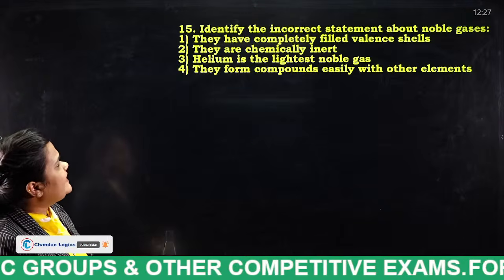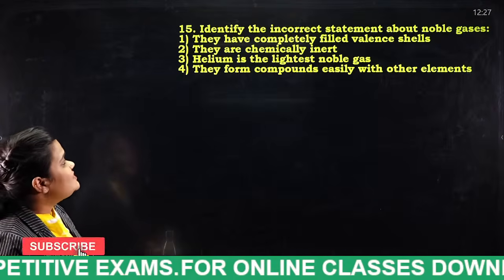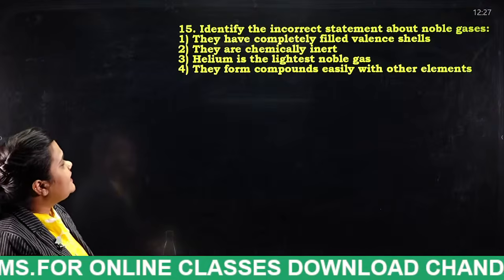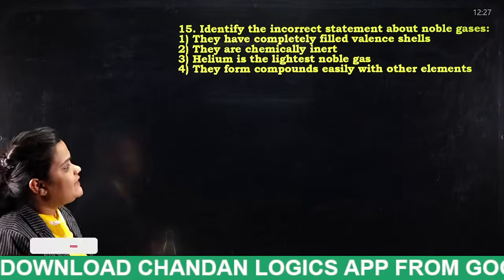Identify the incorrect statement about noble gases. They have completely filled valence shells. They are chemically inert. Helium is the lightest noble gas. They form compounds easily with other elements.